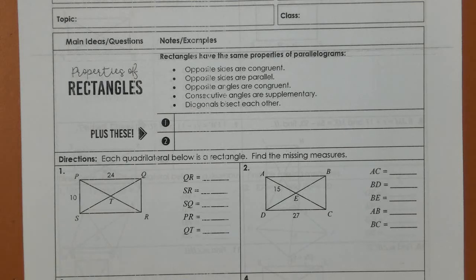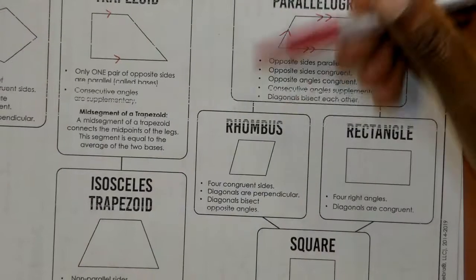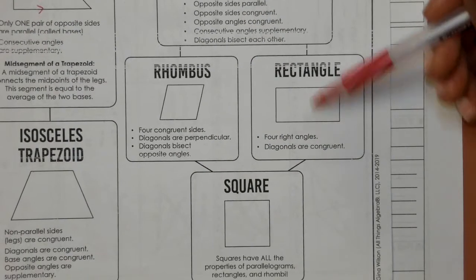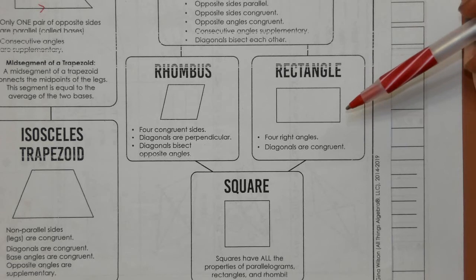Okay, this part is on rectangles. So from that previous handout, we're moving on. We talked about parallelograms and how to find all the different missing angles in there. Now we're on to rectangles, which is a type of parallelogram, so it still has all the properties the parallelogram has.